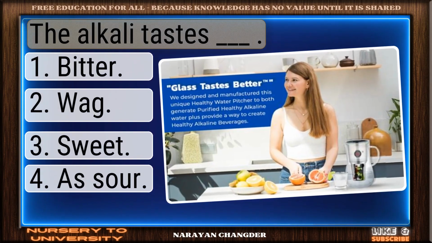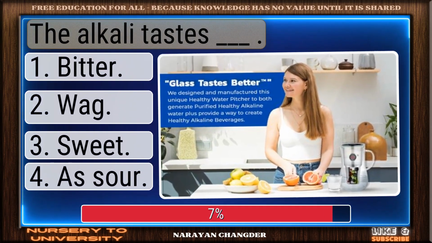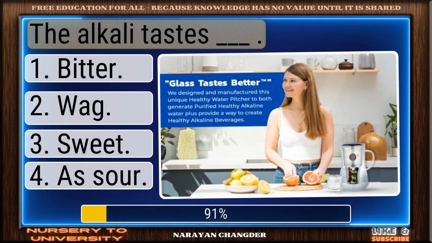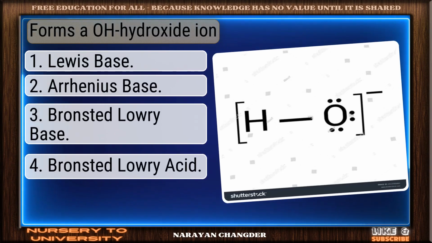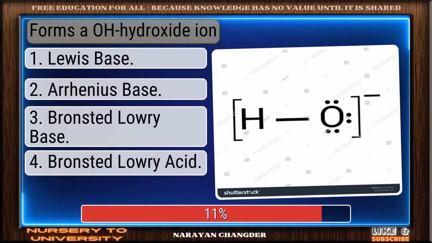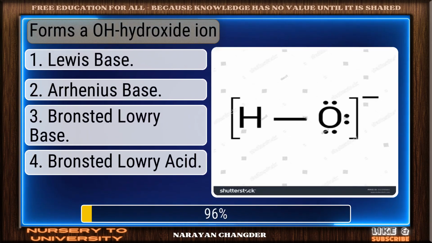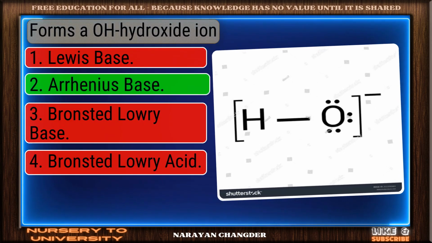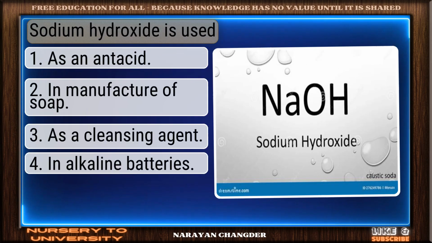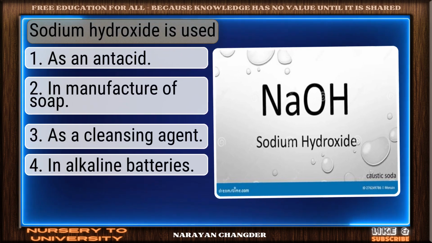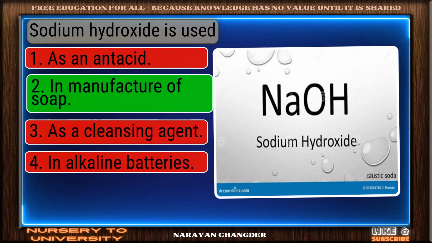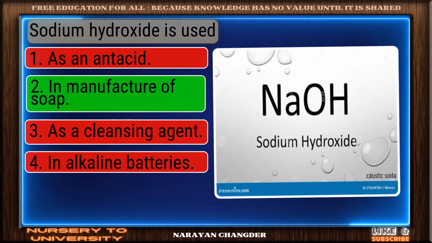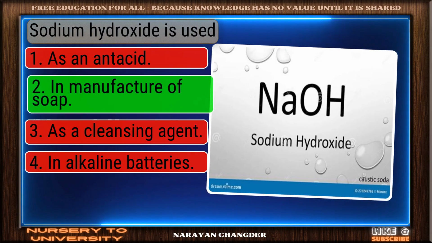Question number 211. The alkali tastes dash. Bravo. Bitter is the answer. Question number 212. Forms OH hydroxide ion. You got it. Your choice Arrhenius base is right. Question number 213. Sodium hydroxide is used. Correct. In manufacture of soap is the right answer.